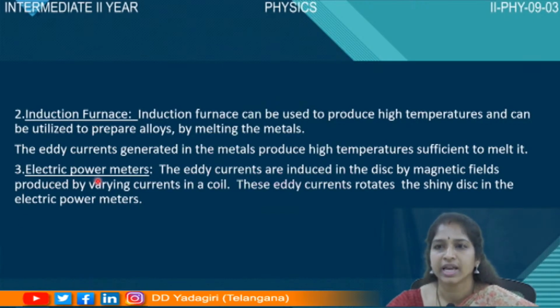The next application is electric power meters. In any electric power meter, if you see, there will be a coil and a rotating disc. The eddy currents are induced in the disc by magnetic fields produced by varying currents in a coil. Due to the varying currents in the coil, eddy currents are generated in the disc. These eddy currents rotate that shiny disc in the electric power meters.